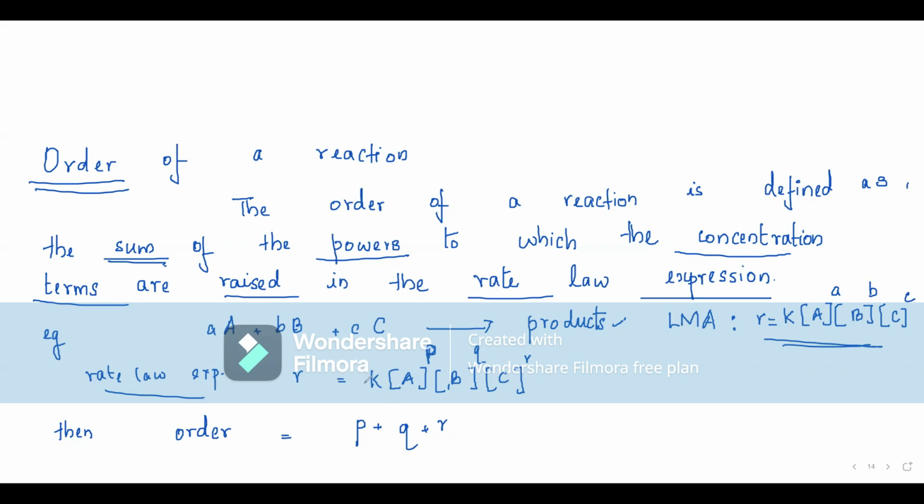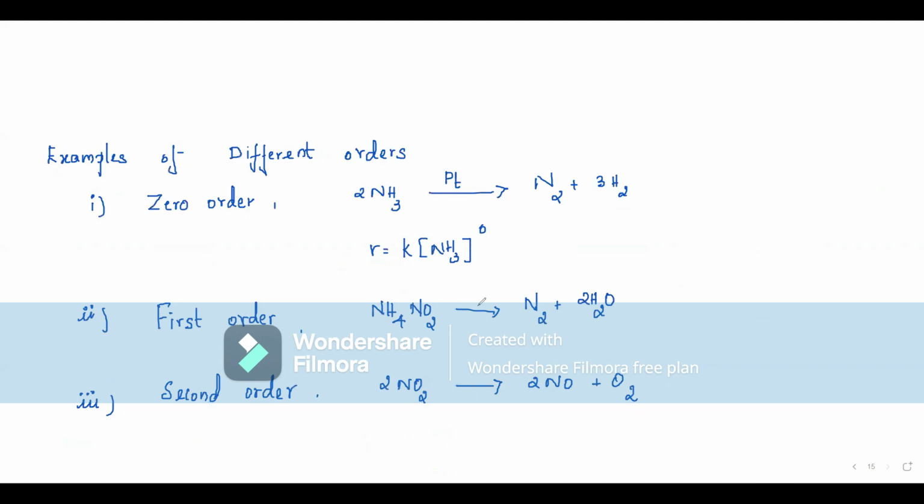Same way here, R is K into [A] to the power of, instead of a, we are writing p, [B] to the power of q, [C] to the power of r, and the order of the reaction is the sum of these: p plus q plus r. That is the order of the reaction. Now, when we do some numericals, this concept will be more clear.